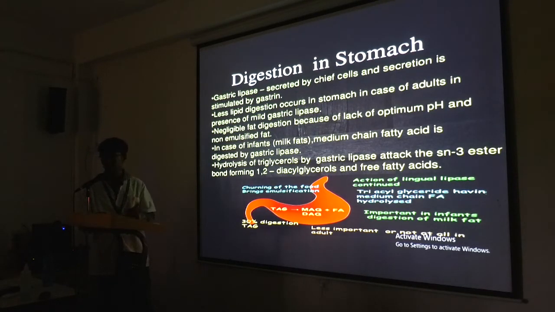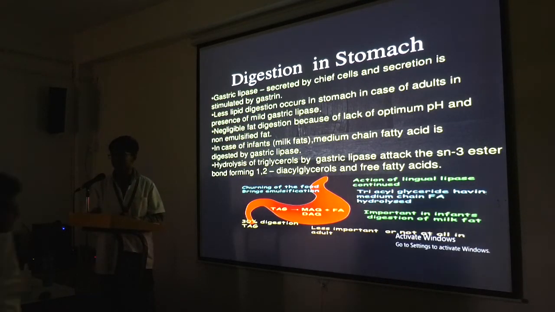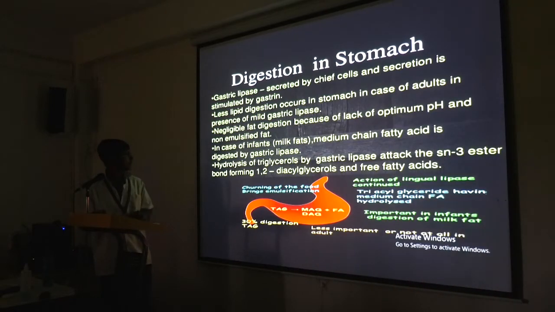Fat is generally absorbed, and the process of breaking down fat takes place in the small intestine. So the hydrolysis of the triglyceride: lipase attacks the SN3 ester bond, forming 1,2-diglyceride and fatty acid.